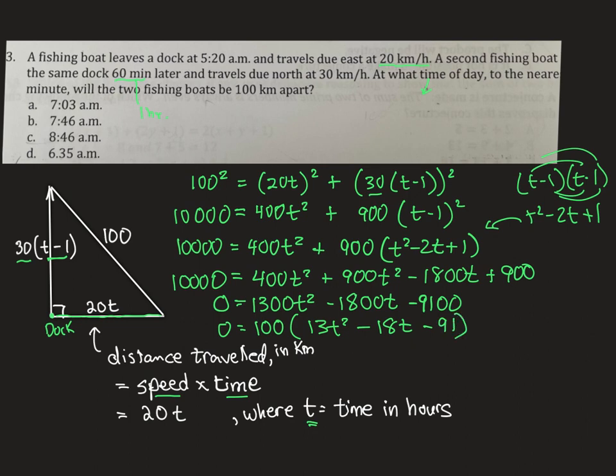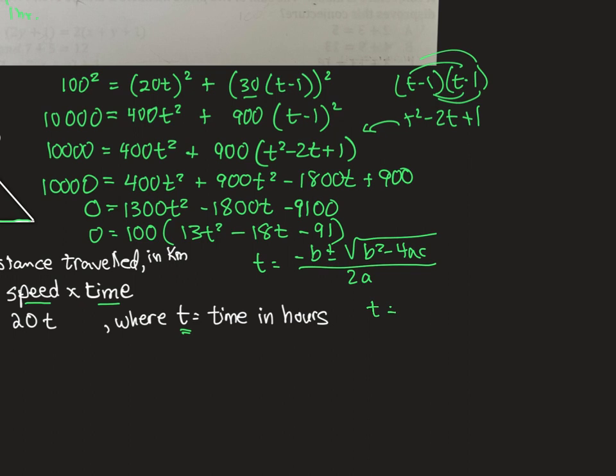That helped. Okay, and then we could use the quadratic formula because I don't know offhand what that is to factor. So we'd go t equals negative b plus or minus the root of b squared minus 4ac, all over 2a, and we're going to sub into that. Let me just write off to the side what each of these are. A is the coefficient in front of the t squared, so 13. B is the coefficient in front of t, which is negative 18. And c is the constant term, negative 91.